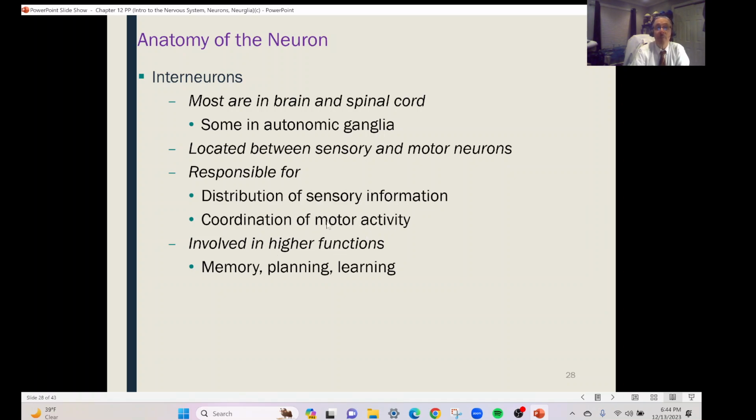They're even involved in higher functions such as memory, planning. What you're trying to do right now, learning this neurology, right, all involves interneurons. So again, they don't leave the brain or the spinal cord, right? They stay within the brain and spinal cord and are involved with processing information. By the way, not that you need to know it from me, but sometimes they call these interneurons association neurons. That may be another term that you may hear.